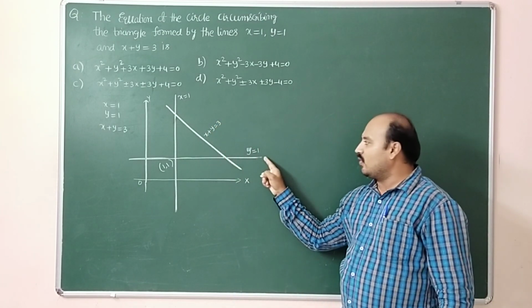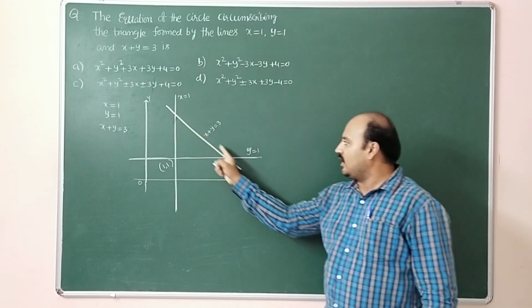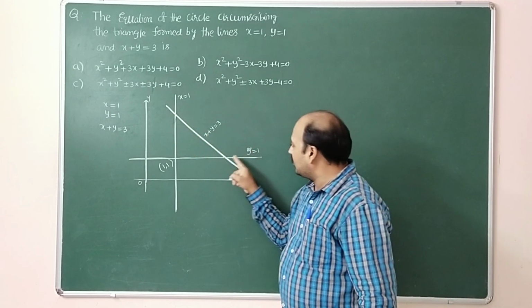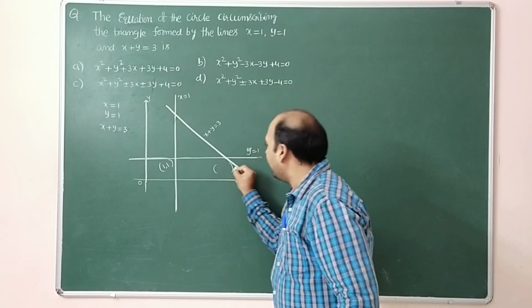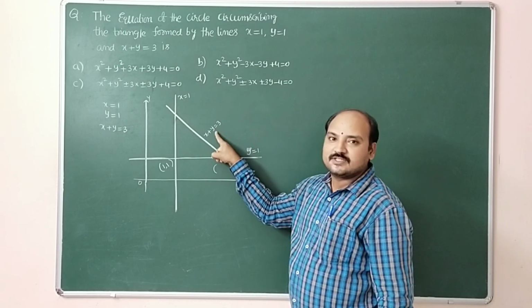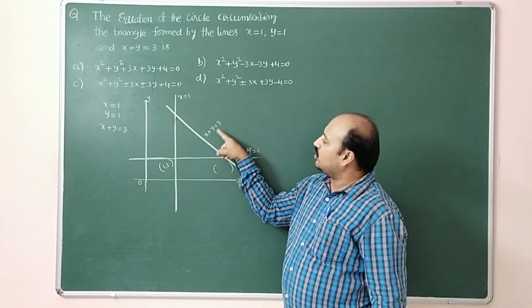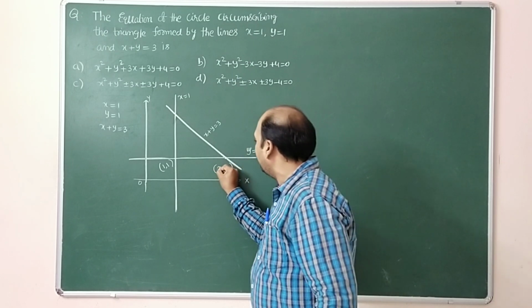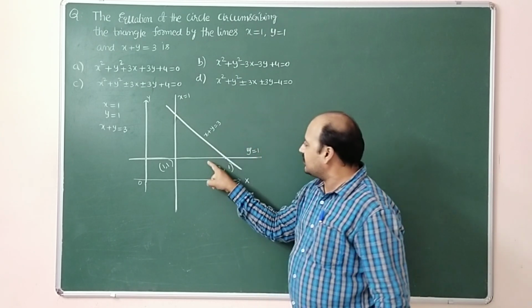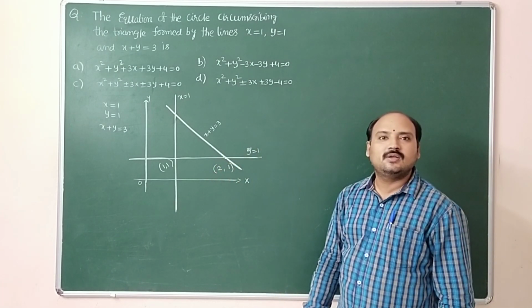This is the y = 1 line. This is the x + y = 3 line. So y = 1. The point of intersection of these two lines: y = 1, substitute in this. x + 1 = 3, x = 3 - 1, which is 2. So the x value is 2 and the y value is 1. So the point of intersection of these two lines will be (2, 1).